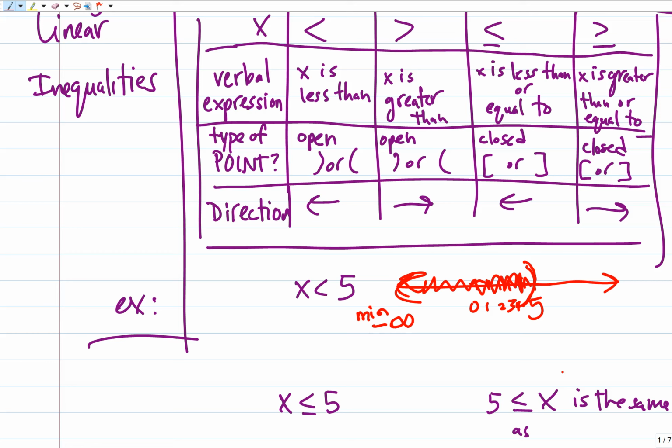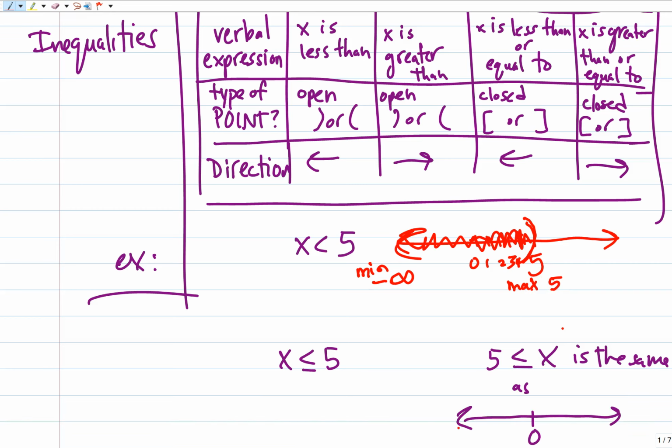But it doesn't go to the right forever, does it? It stops going to the right. So our max this time is what? It's just the 5. And so when I write what's called interval notation, we put two things. We put a minimum and a maximum, and then we use a symbol, either a parenthesis or a bracket.